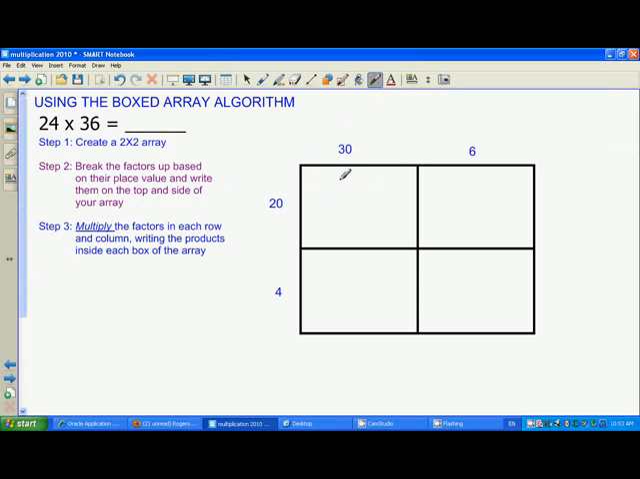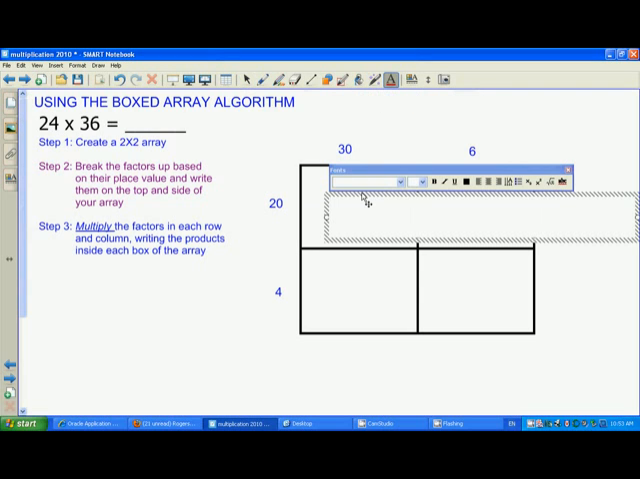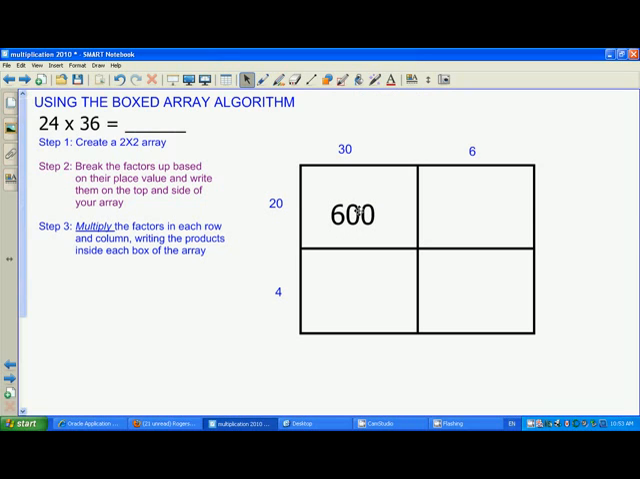Okay, now my next step is I'm simply going to multiply these factors. So in this box here, I'll take the factor in this column and in this row, and I'll put my answer in here. So taking a look, we know that we can use mental math to come up with the product of 20 times 30, which is 600. And I'm going to write the product in there. For my next one, I'm going to take the 20 and multiply it times the 6. So 20 times 6, again, I can use one of our strategies: 6 times 2 is 12 and add a 0. So I'm going to put in 120 in my box here.